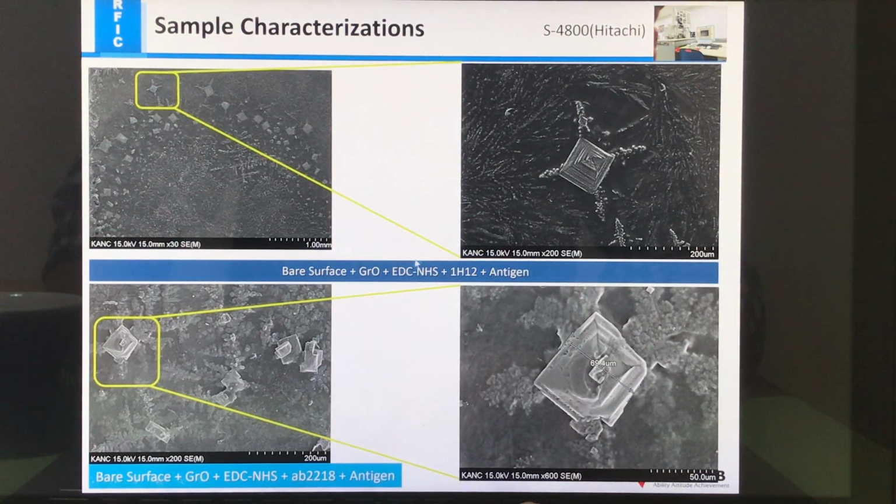So this is the image of 1H12 with antigen. Here the antigen is perfectly bound with the antibody, and you see this square shape on the surface. This is the antigen, and the 4 branches are the antibody. And also the same thing is the AB2218 with antigen. It's the same thing that we got: the square rectangular shape on the surface is the antigen molecule, and the branches act like an antibody molecule. These images are at 50 micrometer, and the 1H12 antigen images are at 200 micrometer.